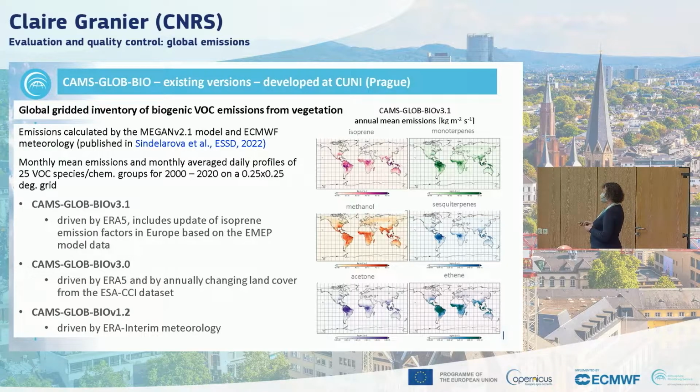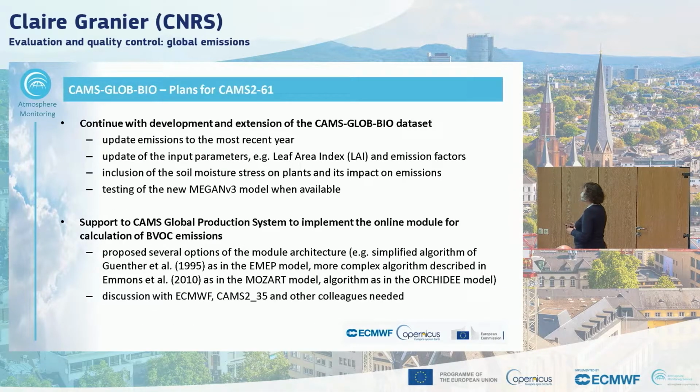So the two most recent versions are CAMS-GLOB-BIO version 3.1 and 3, where the main difference is that there is a version where the emission factors used in the EMEP model are also used, and this sometimes shows quite a large difference in isoprene emissions, for example. You can see here some plots of the emissions of all these BVOCs. So what are the plans?